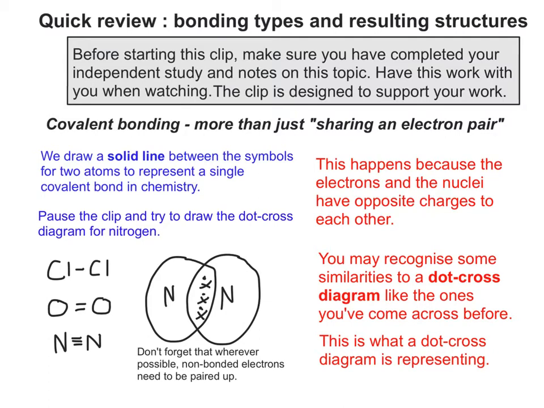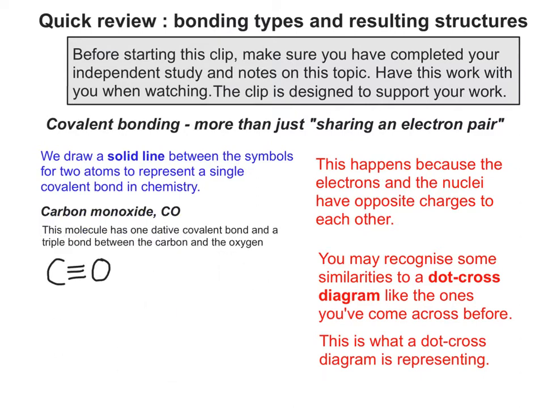Not forgetting that wherever possible, non-bonded electrons need to be paired up. We now have a triple bond which allows each atom to have a complete octet in its outer shell. So this molecule has one dative covalent bond and a triple bond between the carbon and the oxygen.